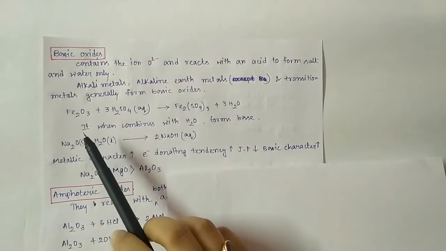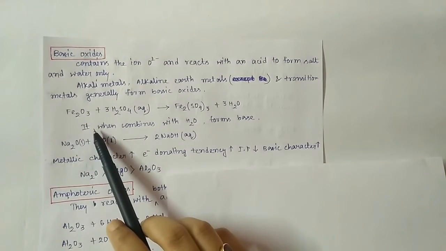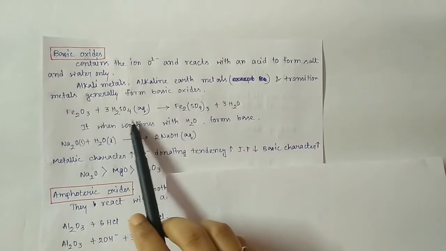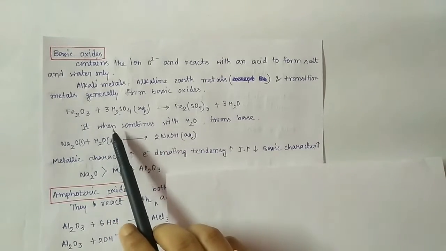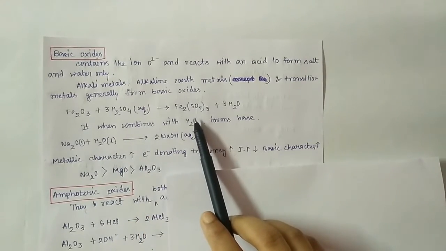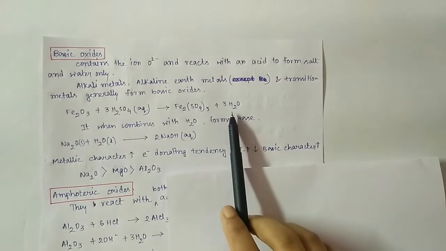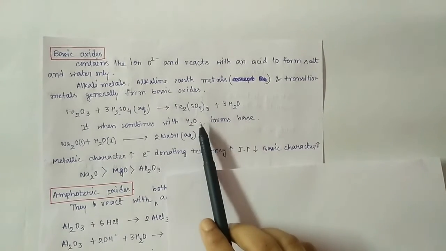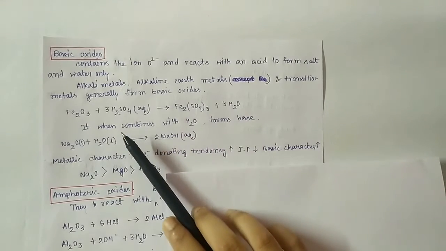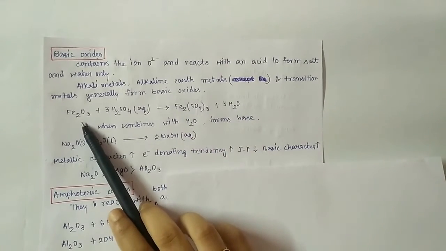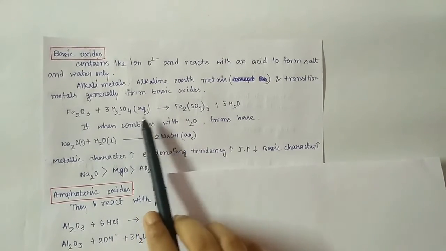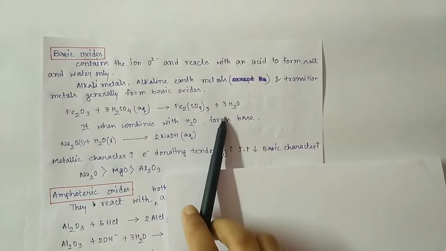So let's have an example of Fe2O3. This is iron oxide, and when it is treated with 3H2SO4, or aqueous solution of sulfuric acid, then it will produce Fe2(SO4)3, ferric sulfate, or you can say iron sulfate, and also produce water. So this is a basic oxide, and when it reacts with acid, it produces one salt and water.